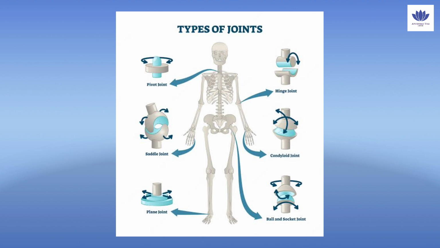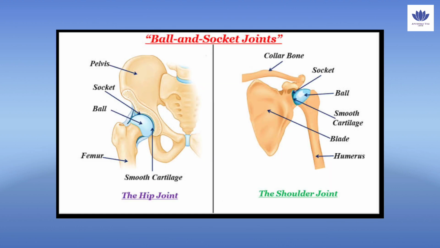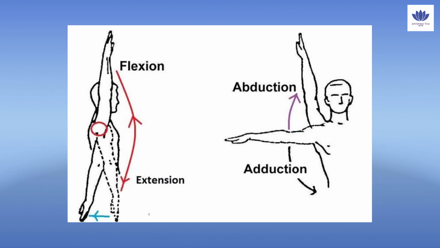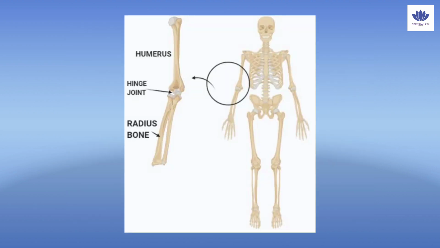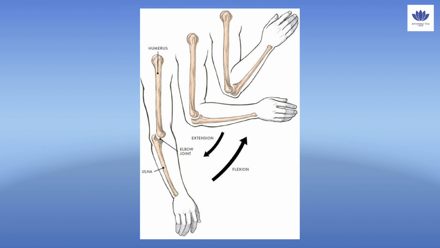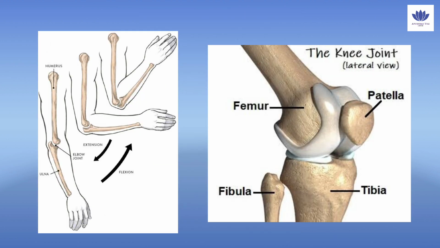First is ball and socket joint. This is a structure of a ball being fit in a socket and the ball rotates within the socket, such as hip joint or shoulder joint. This joint has the most range of motion such as flexion, extension, adduction, abduction, etc. Then the hinge joint. This joint can do only 2 movements, flexion and extension. Examples of hinge joints are knee joint and elbow joint.